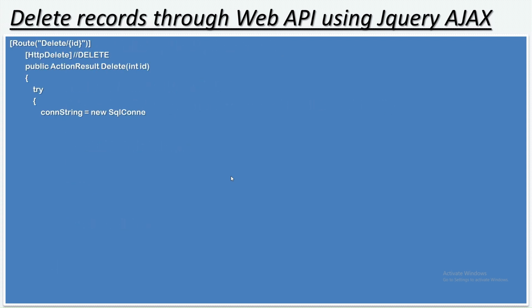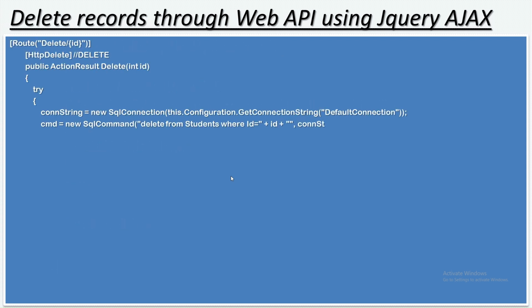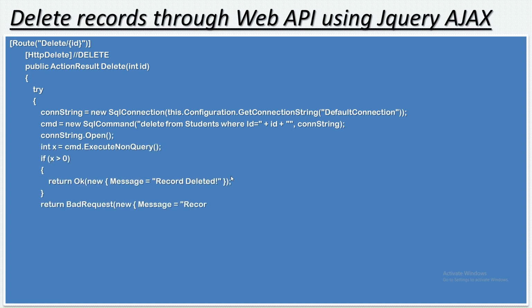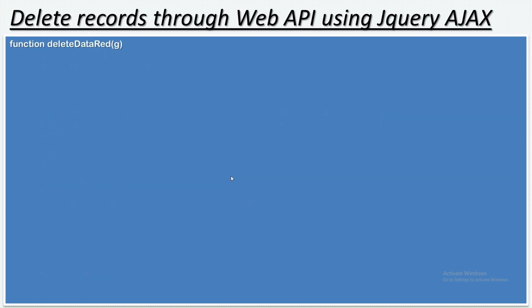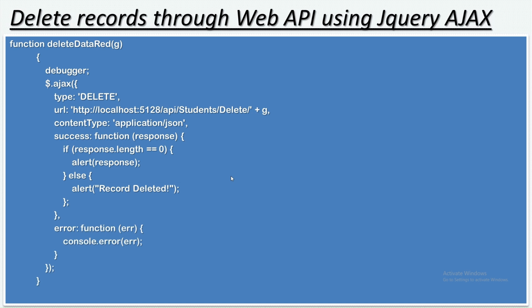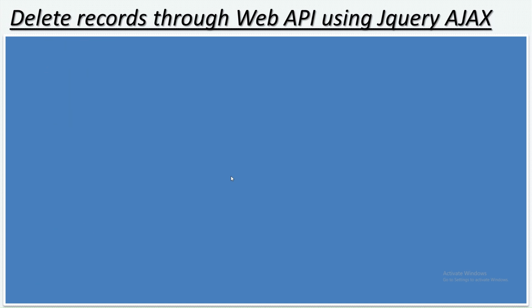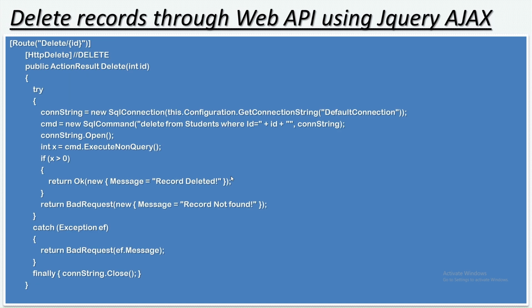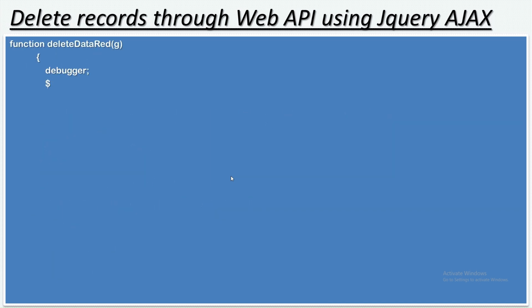Now this is the delete action method, which is using SQL connection and the SQL query to delete the record. And if there is no record existing, then it will say record not found. If there is an error, it will go to the bad request. After finding the record, this Ajax call is going, which is calling the delete request. Yeah, so this request is called by the Ajax call, this one.